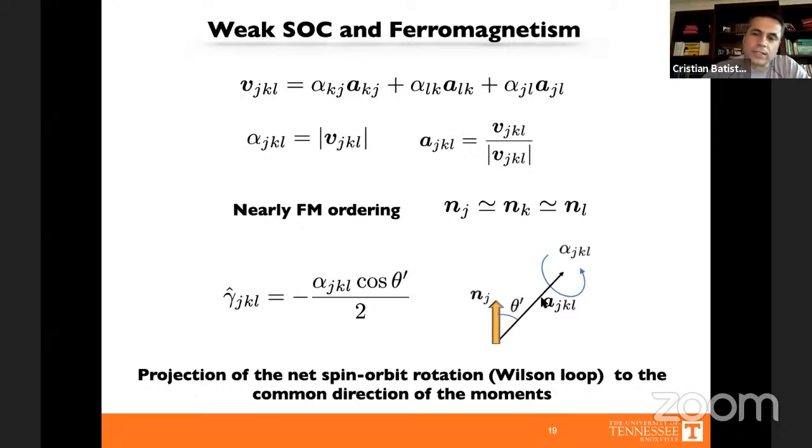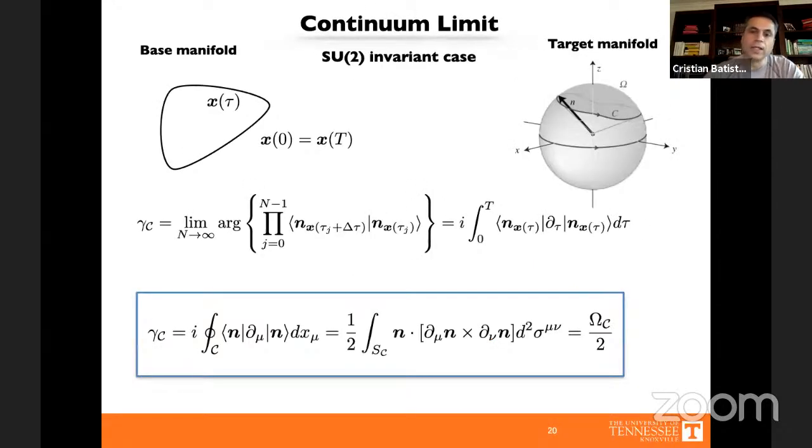Right, so this is a quite simple result, but it is telling you that essentially you have to project the SU2 field along the direction of the local moments. So that again is something important to remember for what is coming. Okay, so now the continuum limit.